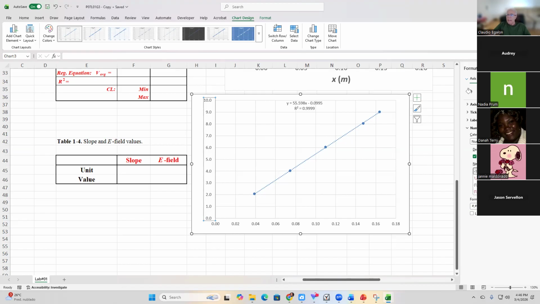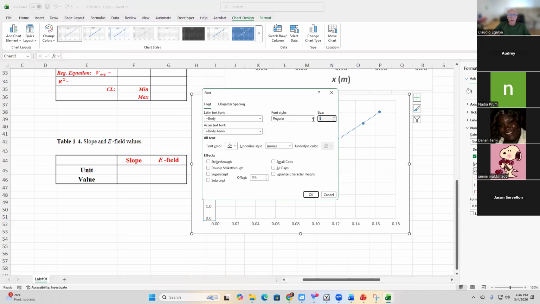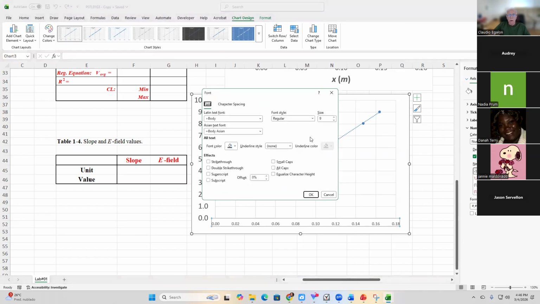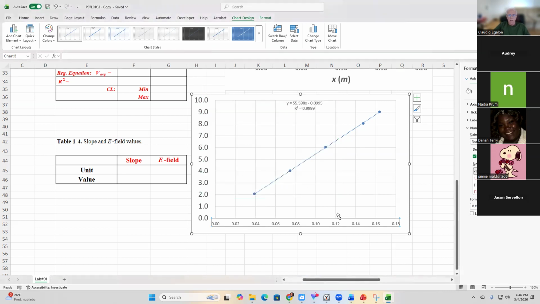And then you have to increase the font size, right? This time, let's make it 16. Let's make the font 16 here. Yeah, 16 in the vertical, 16 in the horizontal. Click OK.